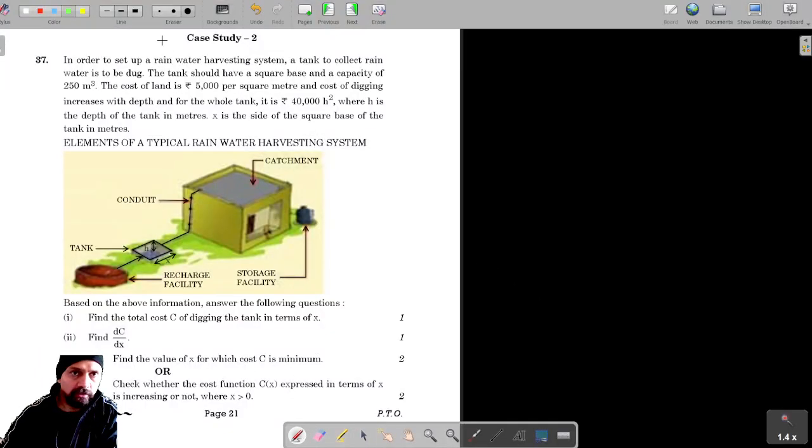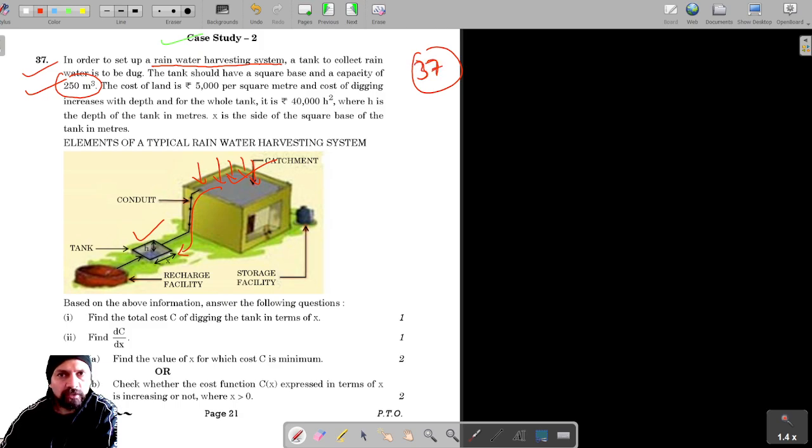For case study 2, question number 37, it's given that we have to set up a rainwater harvesting system and a tank to collect the water is to be dug. So this is the catchment area. The rain will be falling here, and from here the rain goes to the tank. So this is our tank. Now this tank has a square base and has a capacity of 250 meter cube. This is the volume of the tank.